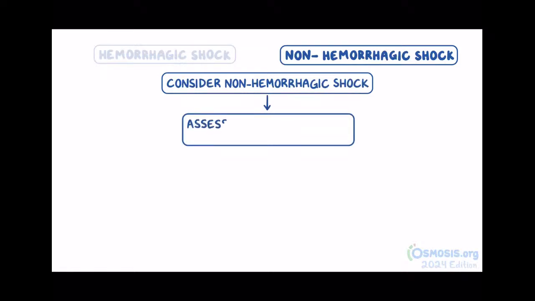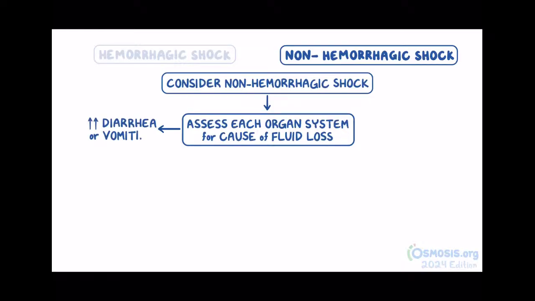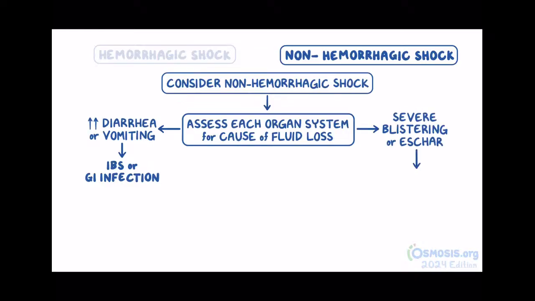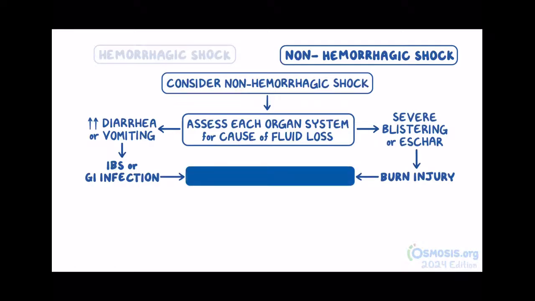So, the next step is to assess each organ system for the cause of fluid loss. In patients who describe excessive diarrhea or vomiting, think of gastrointestinal causes like irritable bowel syndrome or GI infection. On the other hand, if your patient presents with severe blistering or eschar formation, consider burn injury. Either of these will support the diagnosis of non-hemorrhagic shock.